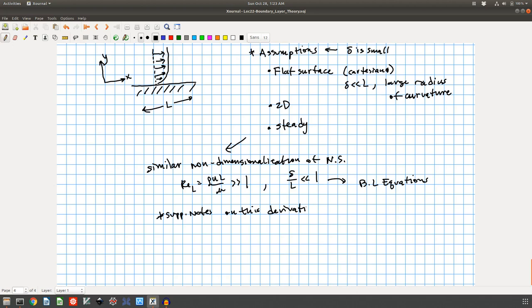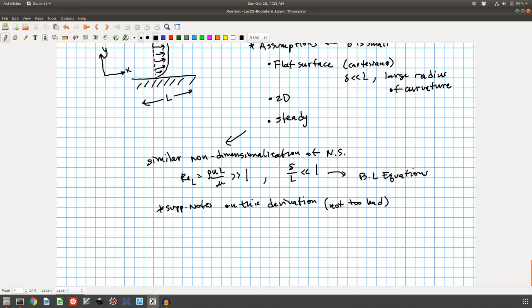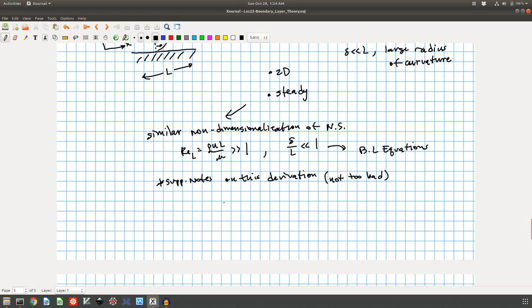This is not too bad. I just didn't want to spend the time in today's lecture to do it, but this isn't so hard. You could do this. You can follow it. You guys are smart. You can handle this. But I will just write the boundary layer equations here for you.